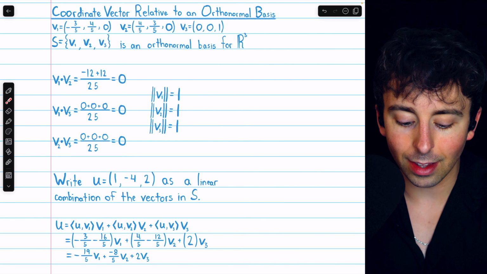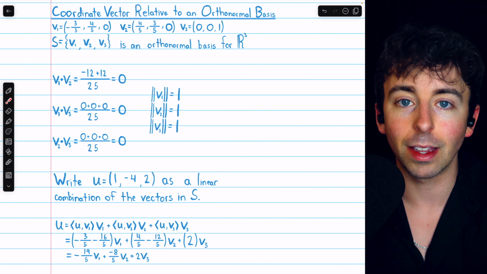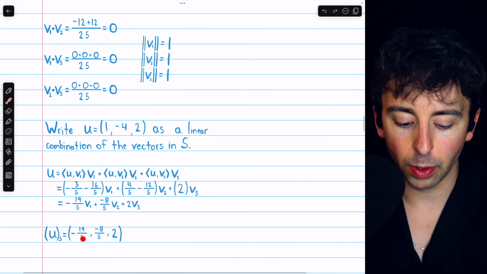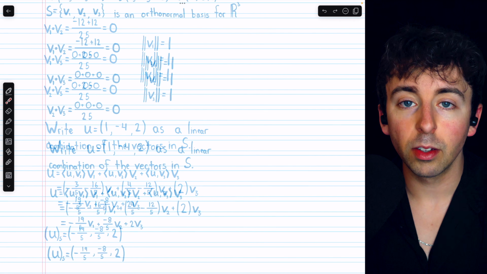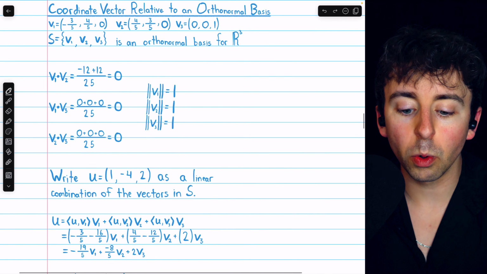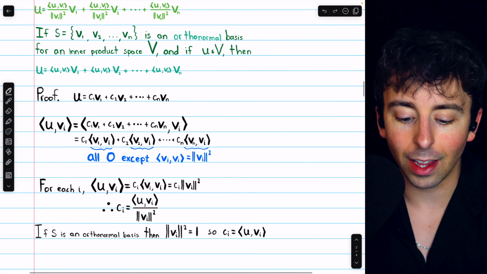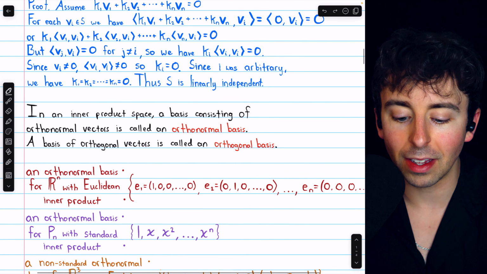We could then also take these coefficients to write the coordinate vector of u relative to this basis. The coordinate vector of u relative to the orthonormal basis S looks like that. The first component is the coefficient of v1. The second component is the coefficient of v2, and so on. So that's a look at orthogonal and orthonormal bases, some relevant theorems, and how we can write a vector as a linear combination of orthogonal or orthonormal basis vectors.